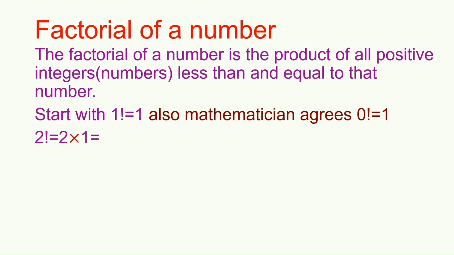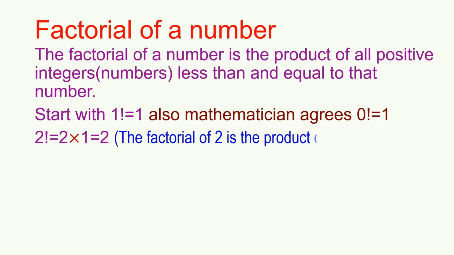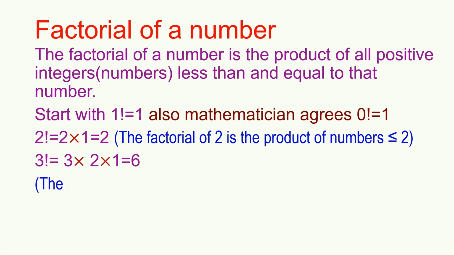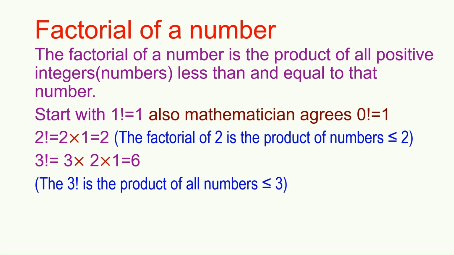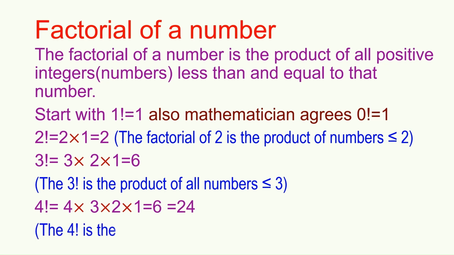Factorial 2 equals 2 times 1 equals 2. The factorial of 2 is the product of numbers less than or equal to 2. Factorial 3 equals 3 times 2 times 1 is equal to 6. The factorial 3 is the product of all numbers less than or equal to 3. Factorial 4 equals 4 times 3 times 2 times 1 equals 24. The factorial 4 is the product of all numbers less than or equal to 4.